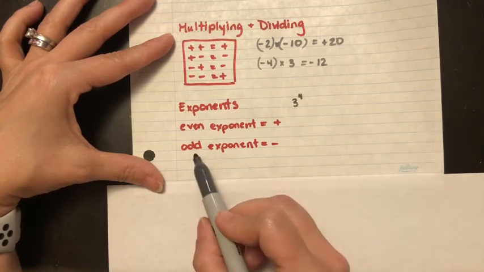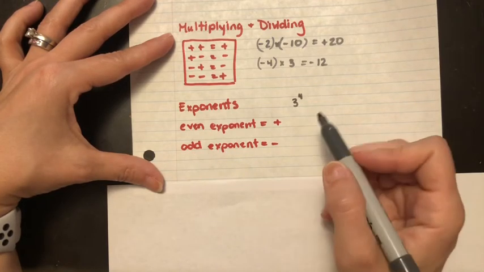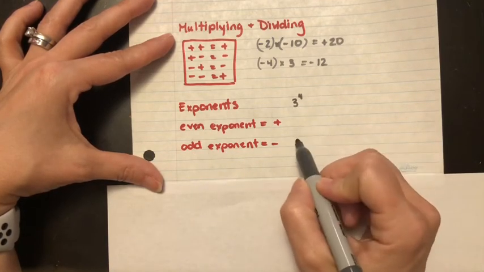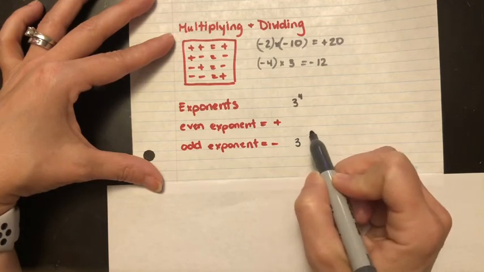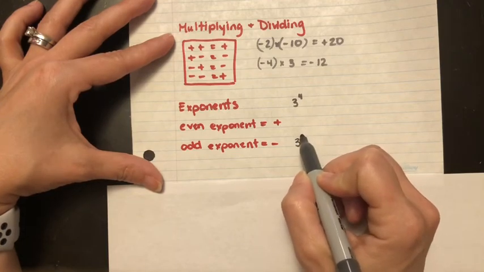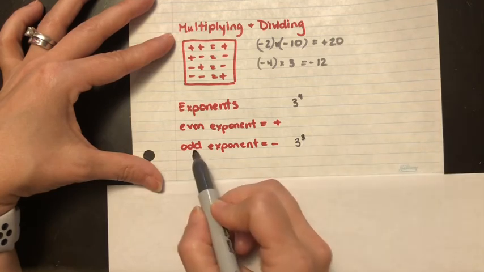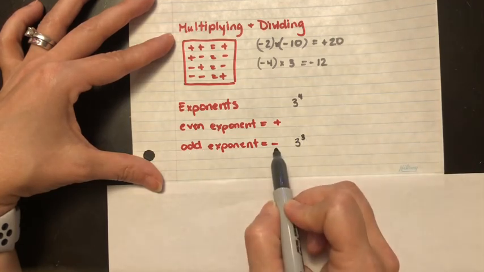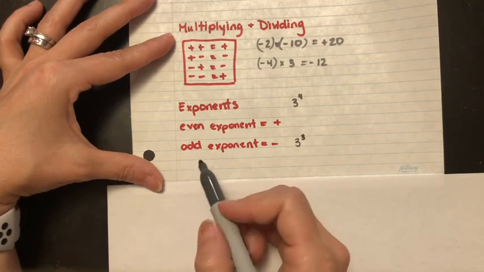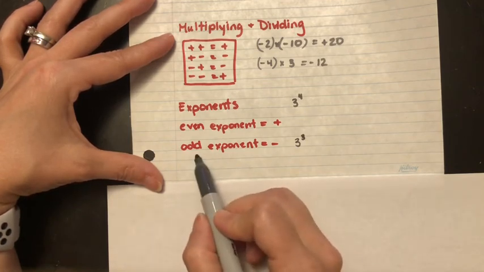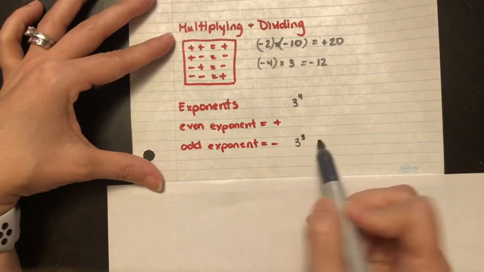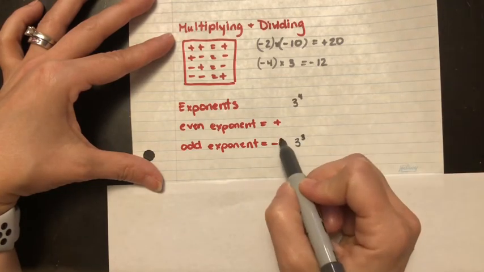Okay? For odd exponents, again, the base doesn't matter. It can be a 3 here. It can be whatever you want it to be. If it's to the exponent 3, well, 3 is an odd number. Okay? And because 3 is odd, the answer will be negative. So, and like 1, 3, 5, 7, 9, these are all odd numbers, right? So if your exponent is odd, then your answer will be negative.